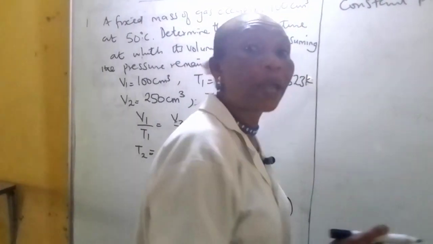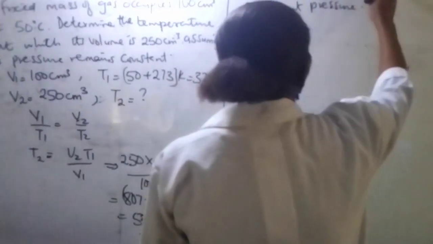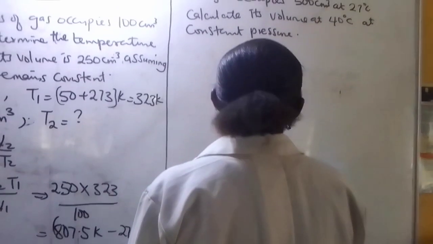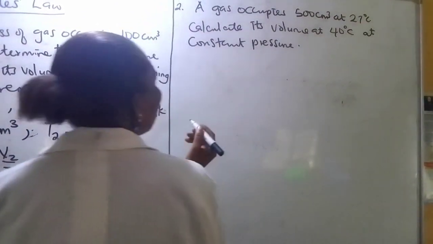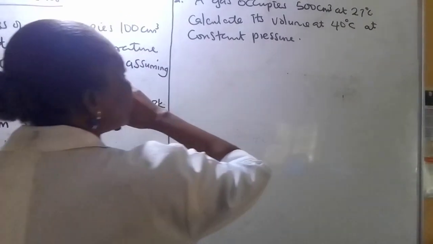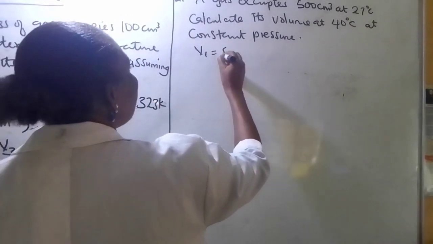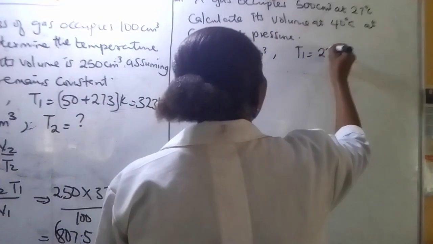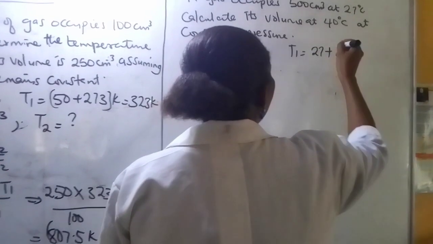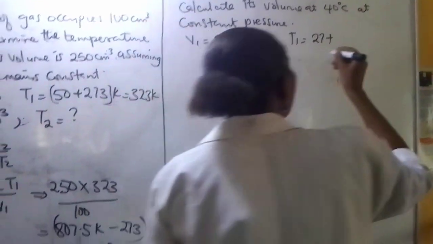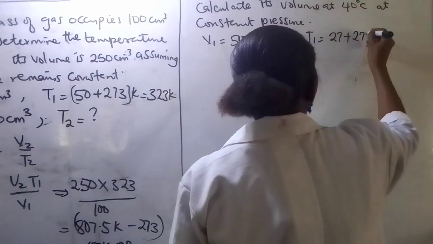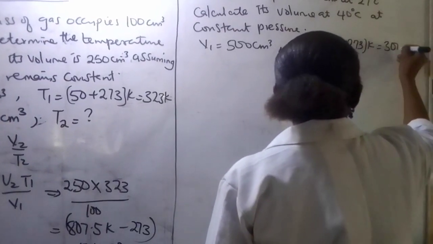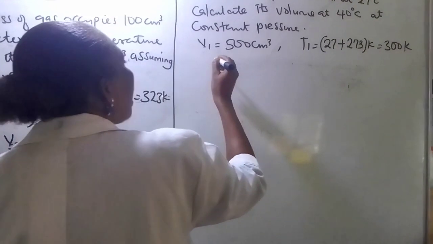Let's have the second problem. A gas occupies 500 cm cube at 27 degrees centigrade. Calculate its volume at 40 degrees centigrade at constant pressure. So our V1 here is 500 cm cube. Our T1 is 27 degrees centigrade, but we have to convert to Kelvin. So we add 273, all in Kelvin, and that will give us 300 Kelvin.